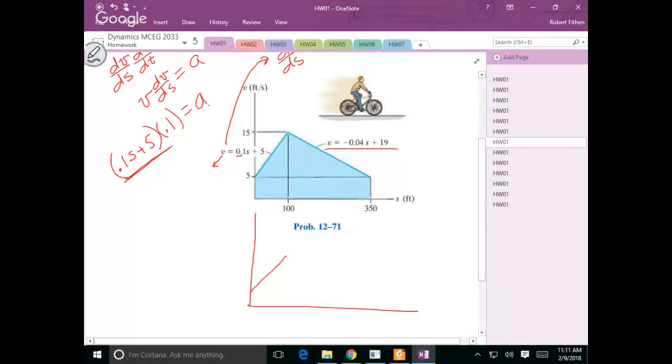And then this one is going to be the same thing, except you're going to have, okay, if you do that here, dv/ds is equal to minus 0.04, which means the acceleration is equal to minus that plot. So if you have minus 0.04 times minus 0.04 s plus 19, what do you think that looks like? I guess you really have two choices. You've got that one or this one. Which one do you think it does?